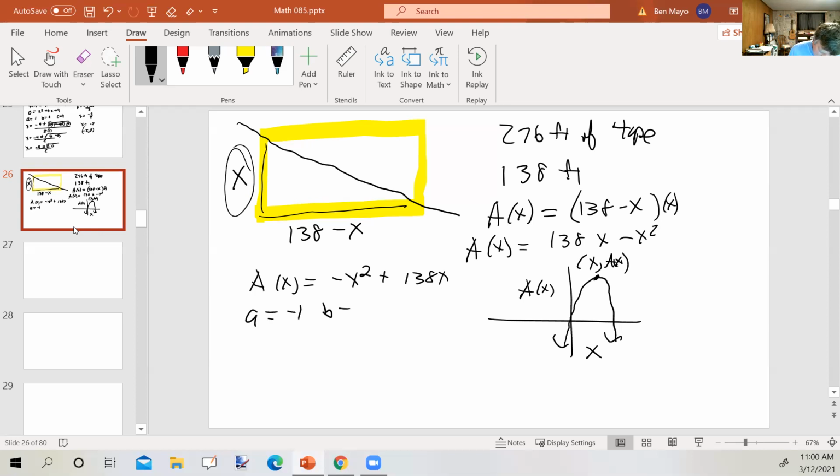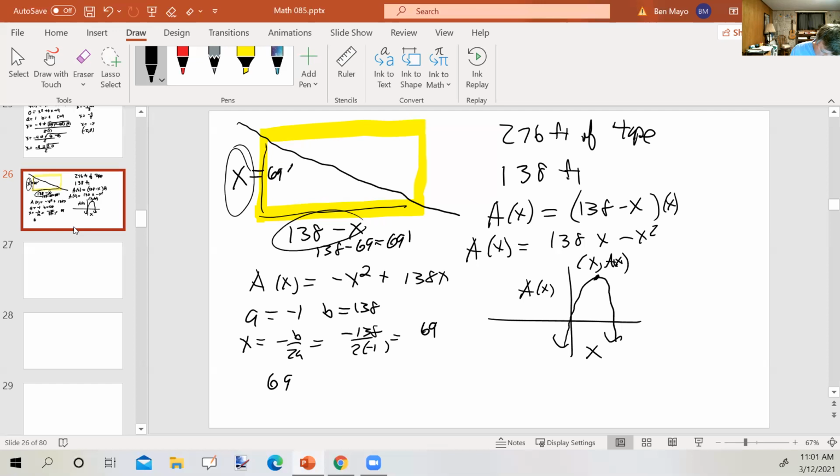Let's see, little a is -1, b is 138, x equals negative b over 2a is negative 138 over 2 times -1. Negative divided by negative is positive. 138 over 2 is 69. Is that right? Let's see. 138 divided by 2 is 69. So that means that this distance is 69 feet. What's this distance? 138 minus 69 is also 69 feet. So the dimensions are 69 feet by 69 feet. How would you find the maximum area? You'd take 69 times 69, so maximum area would be 4761 square feet.